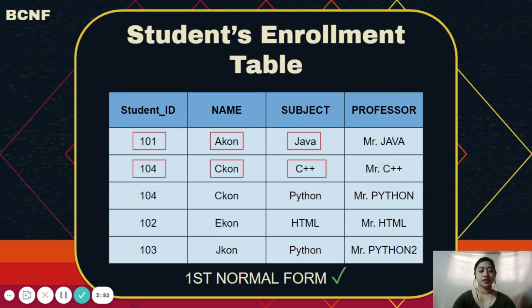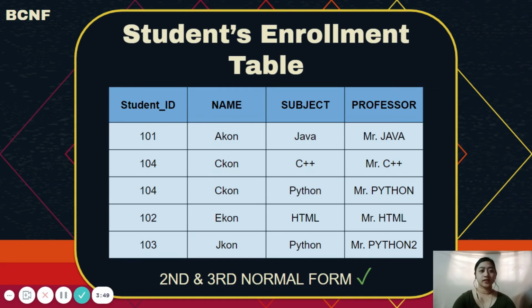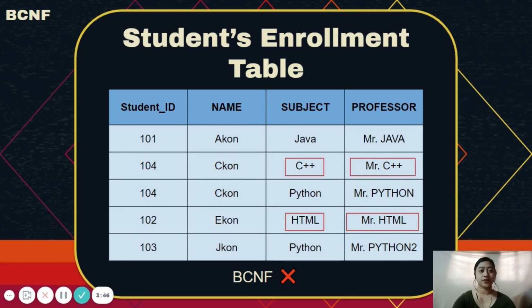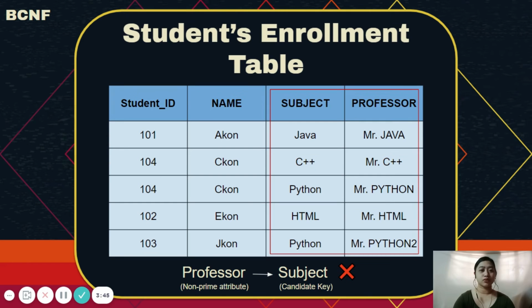As you can see, there's no repetitive value in each field or attribute, which satisfies the first normalization form. It also satisfies the second and third normal form. But if you notice, there's a subject that has 2 different professors and it does not satisfy the BCNF. So to upgrade this into BCNF, we need to break this table and divide it into 2 tables.